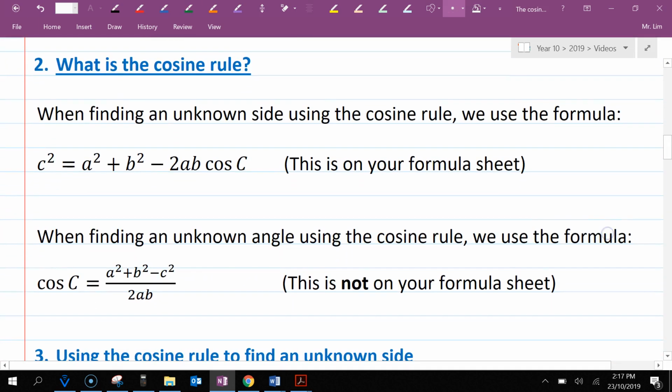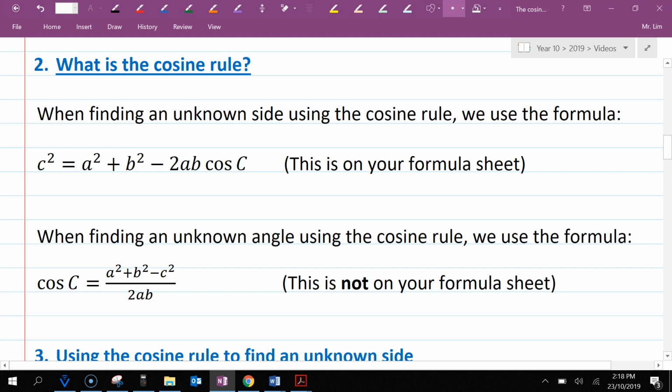Okay. So now we know when to use the sine rule and the cosine rule. Let's have a look and see what the cosine rule is. When finding an unknown side using the cosine rule, we use the formula c squared is equal to a squared plus b squared minus 2ab cos C. This formula is on your formula sheet.